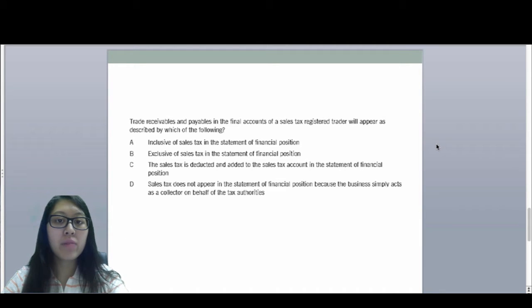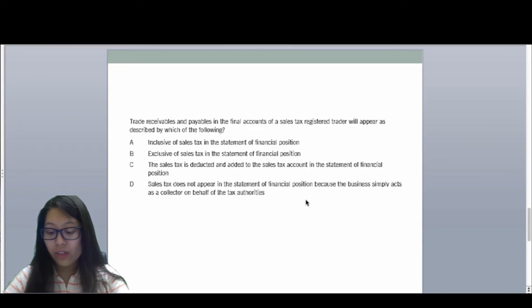Now let's take a look at this one. Trade receivables and payables in the final accounts of a sales tax registered trader will appear as described by which of the following? A. Inclusive of sales tax in the SOFP. B. Exclusive of sales tax in the SOFP. C. The sales tax is deducted and added to the sales tax account in the SOFP. D. Sales tax does not appear in the SOFP because the business simply acts as a collector on behalf of the tax authorities.